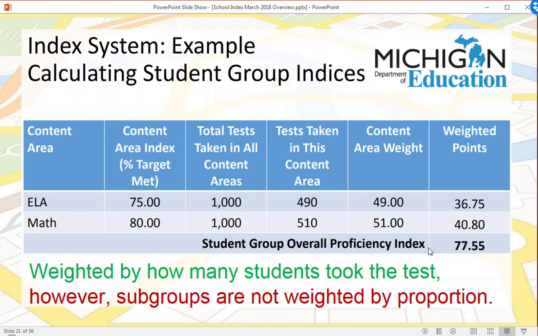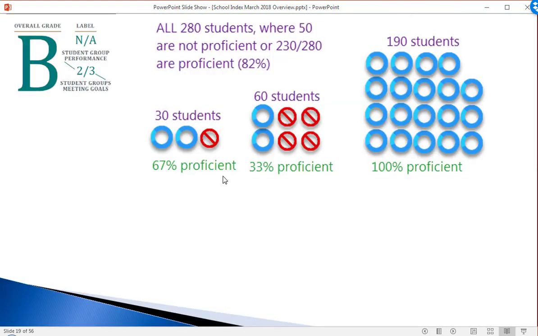What I find odd is that we weight the content based on how many students take the test, but subgroups are not weighted by how many students are in the subgroup. To give you an illustration on how this might be problematic, imagine a school has 3 subgroups, and there's a total of 280 students where 50 are not proficient. So we have 230 out of our 280 students that are proficient, or 82%.